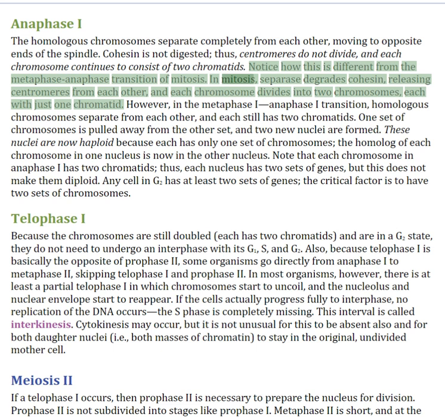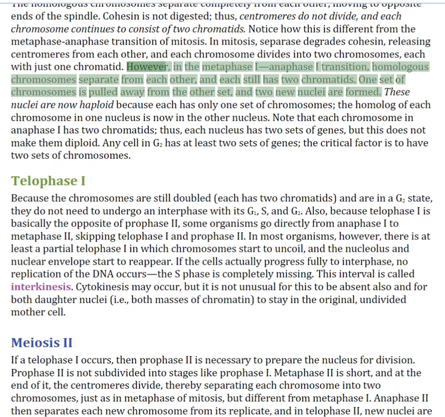In mitosis, separase degrades cohesin, releasing centromeres from each other, and each chromosome divides into 2 chromosomes, each with just 1 chromatid. However, in the metaphase I, anaphase I transition, homologous chromosomes separate from each other, and each still has 2 chromatids. One set of chromosomes is pulled away from the other set, and 2 new nuclei are formed.